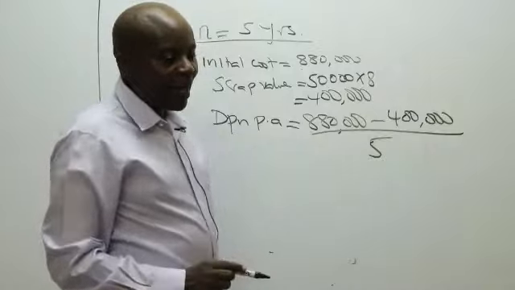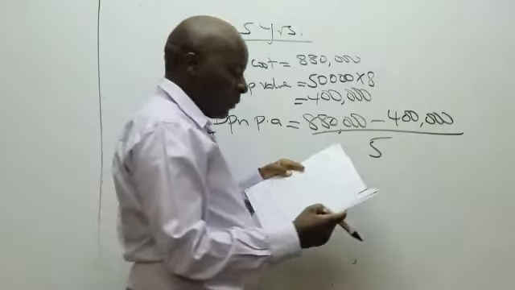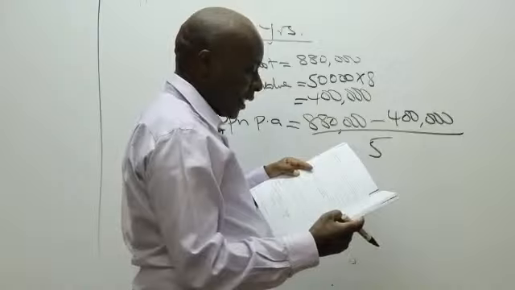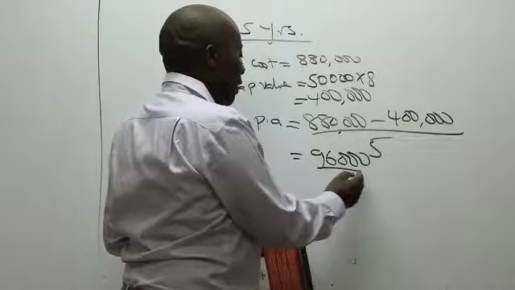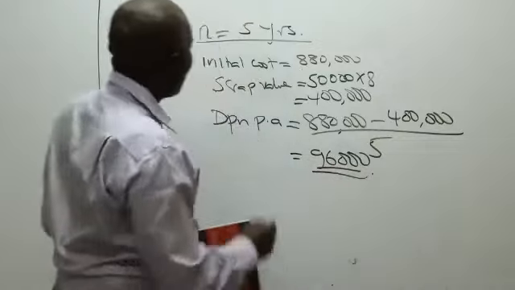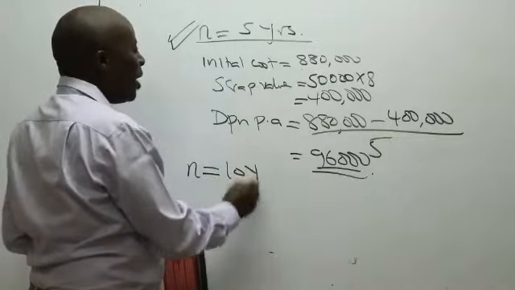Somebody is giving me a figure of 96,000. Thank you very much. So this is 96,000. Now, how about this other scenario when n is 10 years?